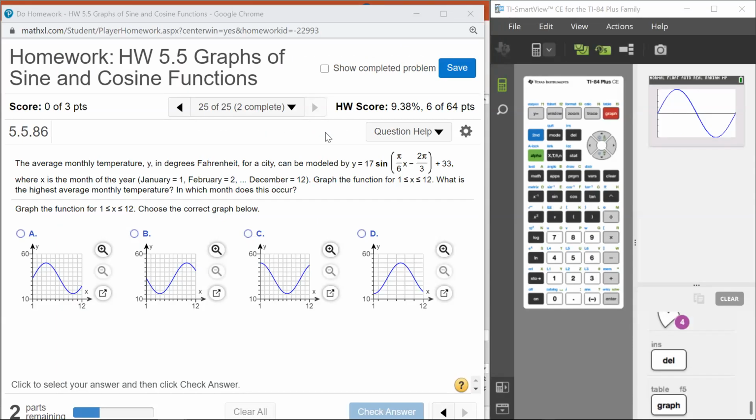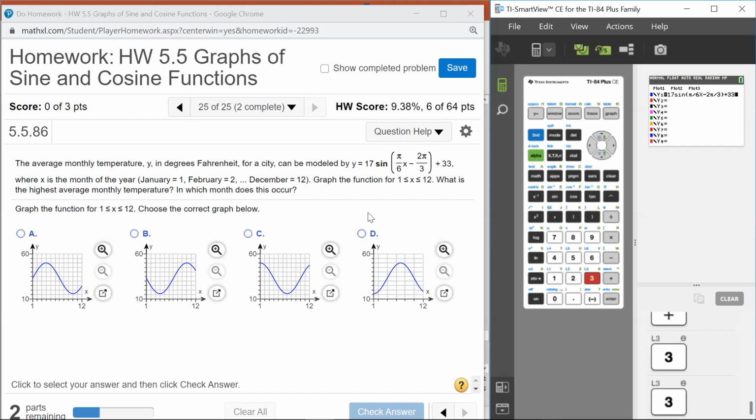Okay, so here's my graphing calculator. Let's put this graph in. So we have y equals 17 sine, and then put parentheses, 17 sine of pi over 6, then x minus 2 pi over 3. Close your parentheses and then add 33.